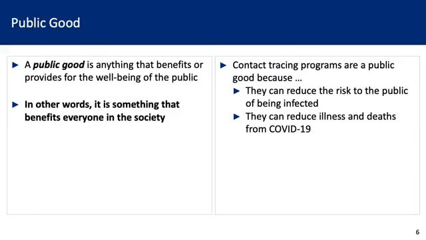Now let's define one more term before we move on, and that's public good. The legal definition of a public good is anything that benefits or provides for the well-being of the public. Essentially, it means something that benefits everyone in the society. Contact tracing programs are an example of a public good because they can reduce the risk to the public of being infected with SARS coronavirus 2. They can reduce illness and deaths from COVID-19. So when we talk about contact tracing programs, we're talking about a public good.